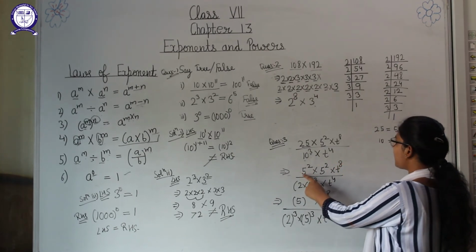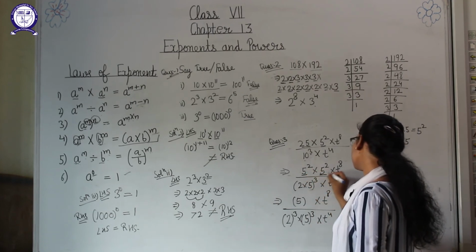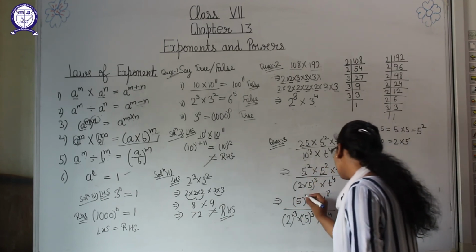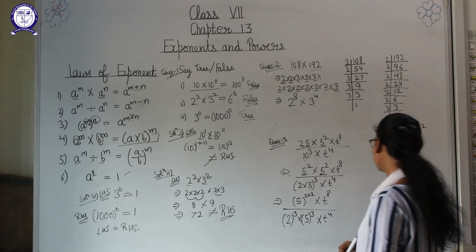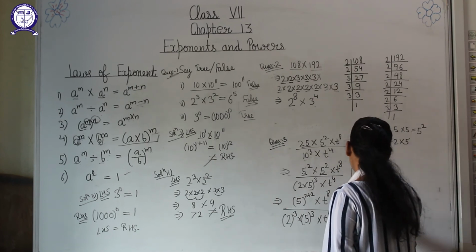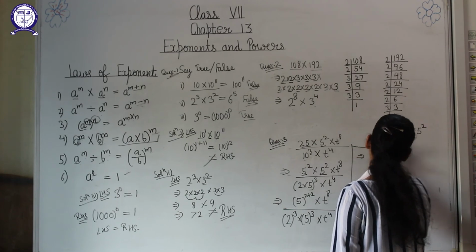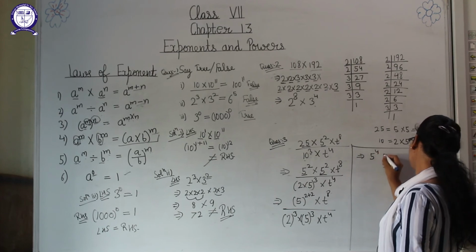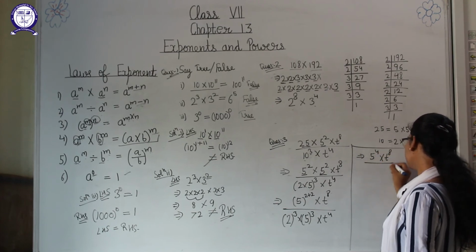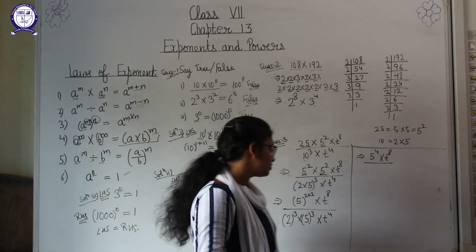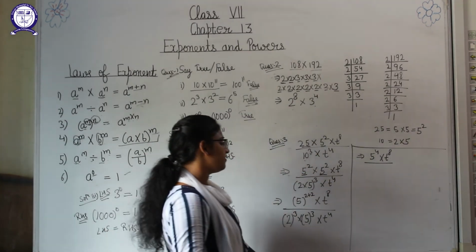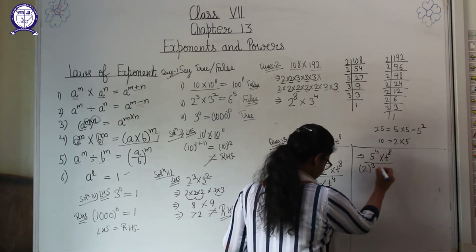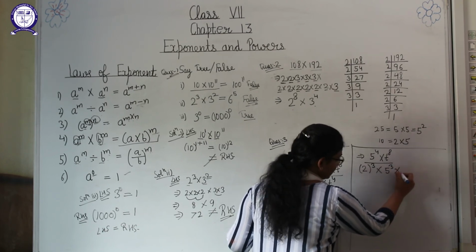Students, if we solve this part, 5 square into 5 square, what will we get? Here the bases 5 and 5 are the same, so their powers will be added. So we can write 2 plus 2. Now I am solving it here. What will we get? We will get 5 raised to the power 4 into t raised to the power 8. Now here it is 2 raised to the power 3 into 5 raised to the power 3, so we will write it as 5 raised to the power 3 into 2 cube into t raised to the power 4.